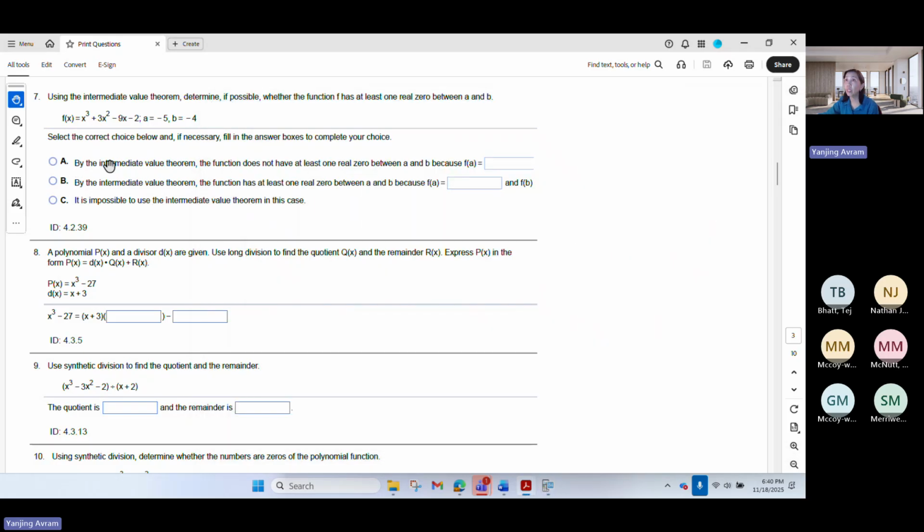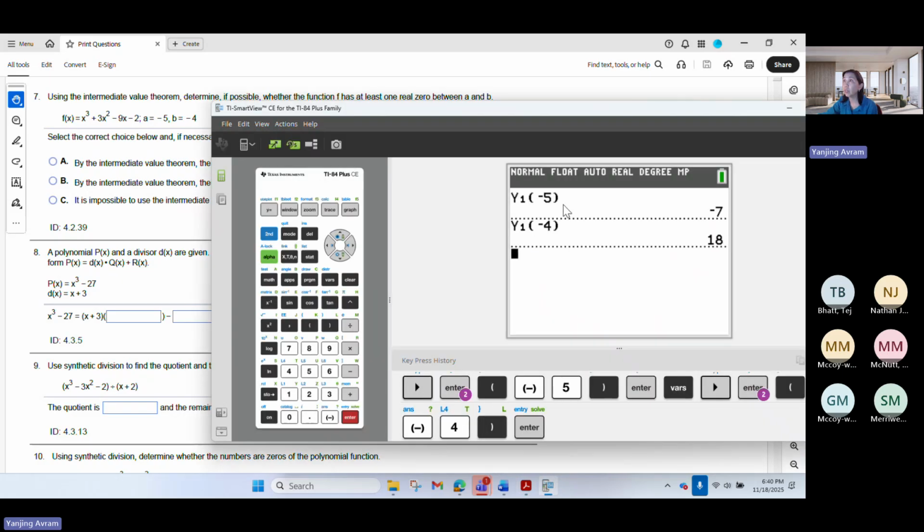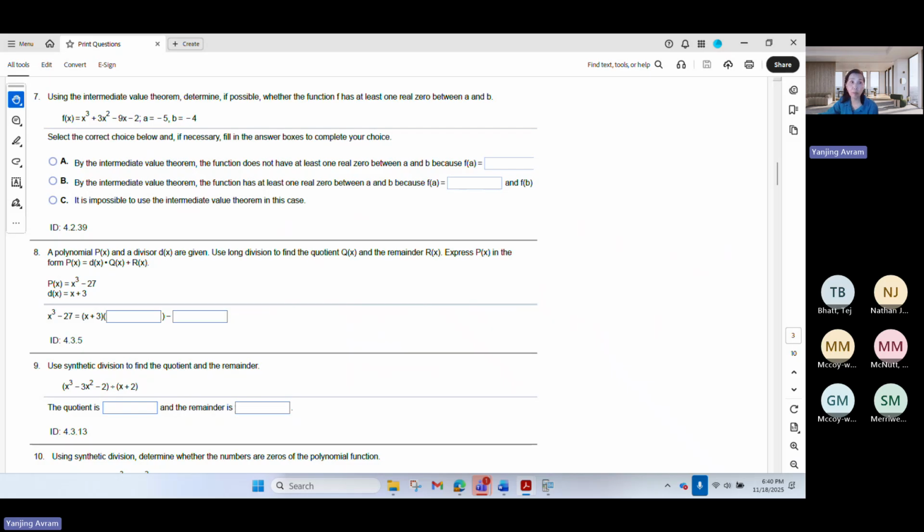All right, so by the intermediate value theorem, the function has at least one real zero between a and b, because f of a, f of -5, is negative and f of b is positive. You can fill in the numbers in there. That's how it looks.